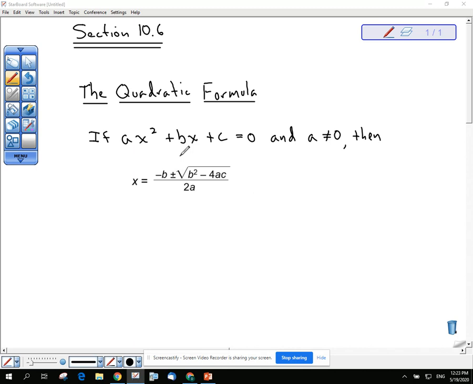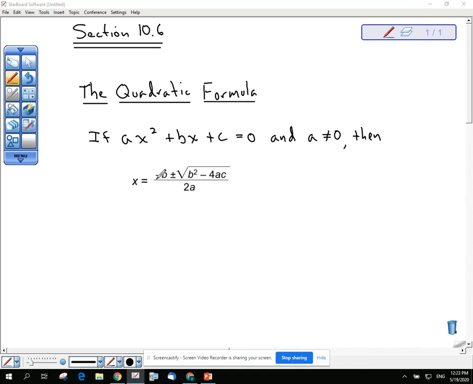Whatever b turns out to be, negative b gets added to the square root of b squared minus 4ac, and then negative b also has subtracted from it the square root of b squared minus 4ac, and then both of those get divided by 2a. So that's going to yield two different answers. We should be expecting two answers. What else?